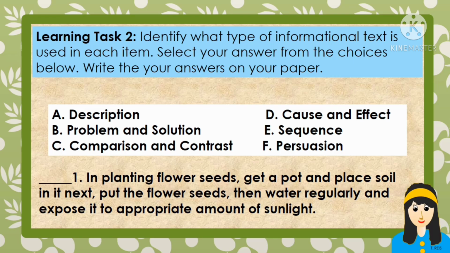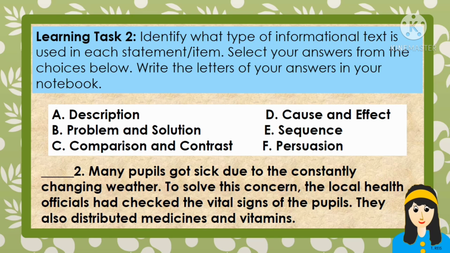For number 1, in planting flower seeds, get a pot and place soil in it. Next, put the flower seeds, then water regularly and expose it to appropriate amount of sunlight. What is the answer? For number 2, many pupils got sick due to the constantly changing weather. To solve this concern, the local health officials had checked the vital signs of the pupils. They also distributed medicines and vitamins.